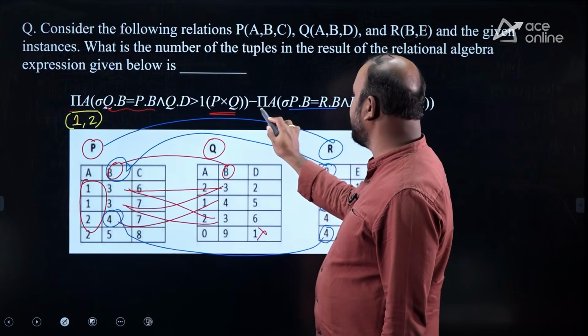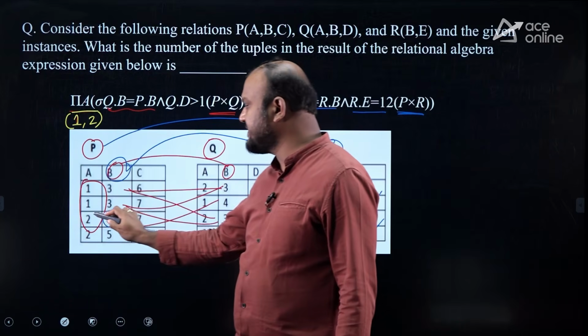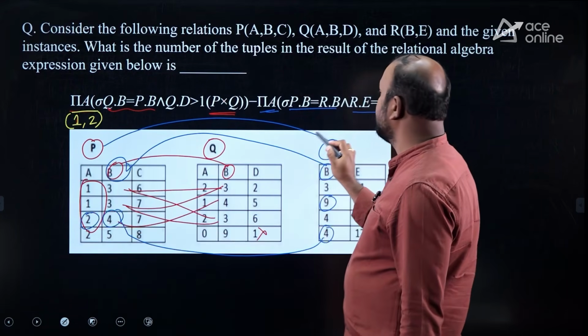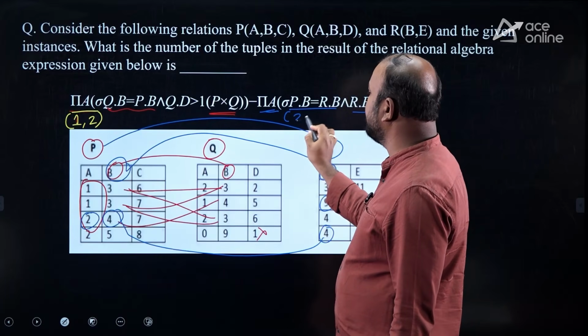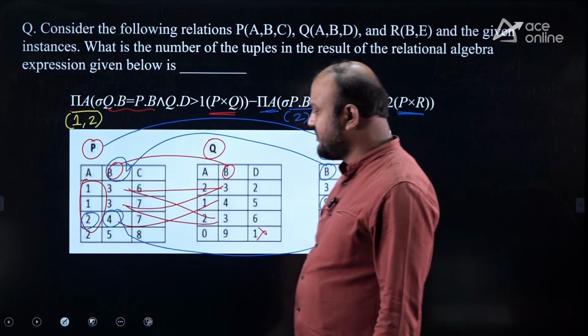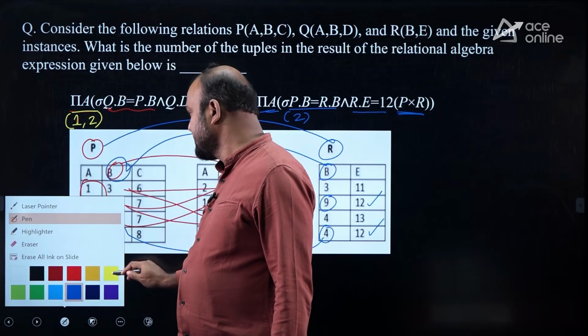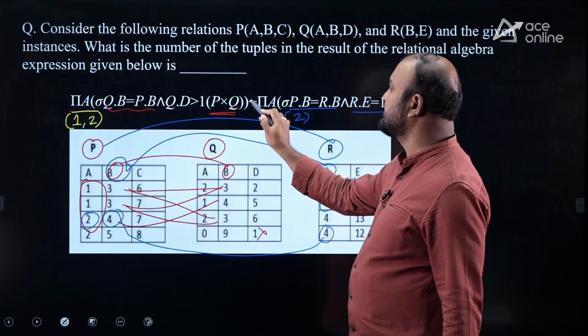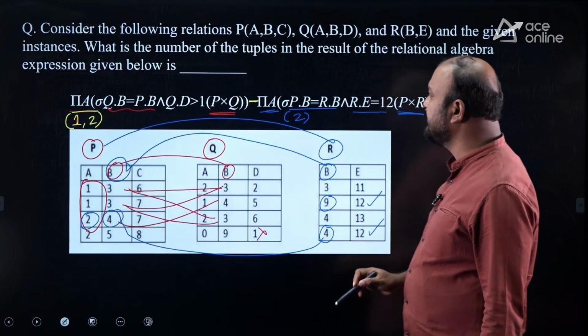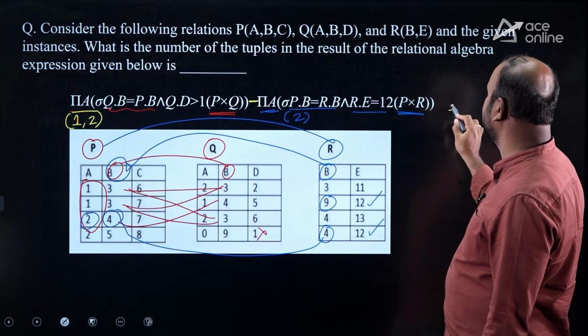What it is selecting? Pi A. What is the A for this? 2. So here the second query is giving answer 2. First query is giving answer 1, 2. Second query is giving 2. And between them we have a minus. Because between them we have a minus, 1, 2 minus 2 will give you 1.